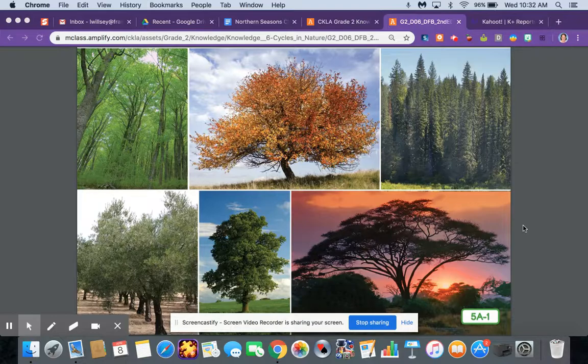We're on to lesson 5, the life cycle of trees. Remember, in the previous lesson, we talked about the life cycle of flowering plants. Trees are similar in a way. Some trees are, some trees aren't. And you see in this picture a variety of different trees.